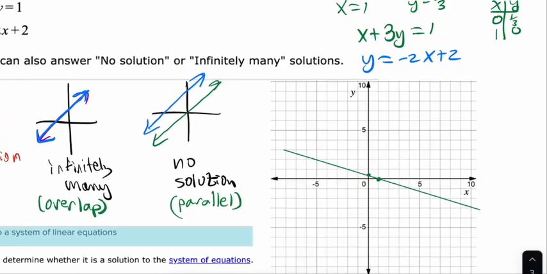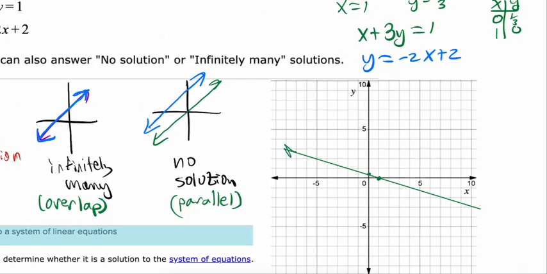Okay. Now you want to try to make it as straight as possible because we're going to be looking for where those things overlap, okay? Okay, so now we have our green line. We have this x plus 3y equals 1. Let's do my second line.